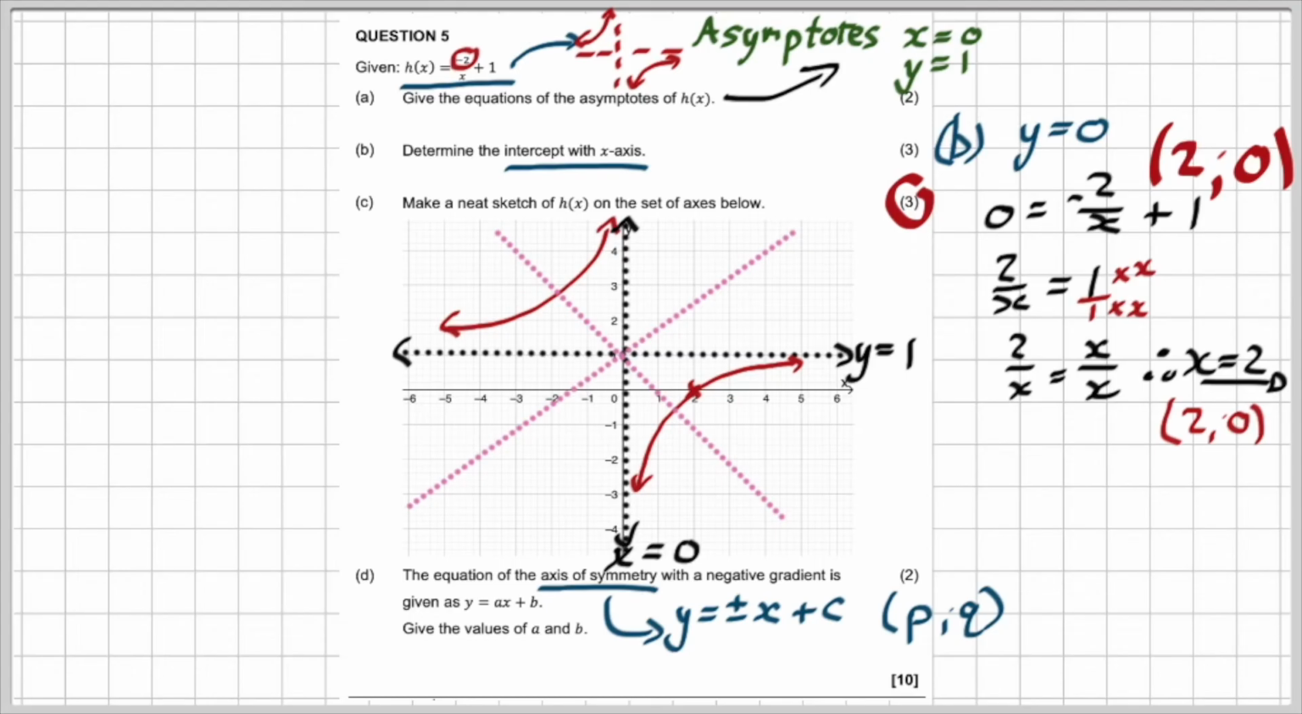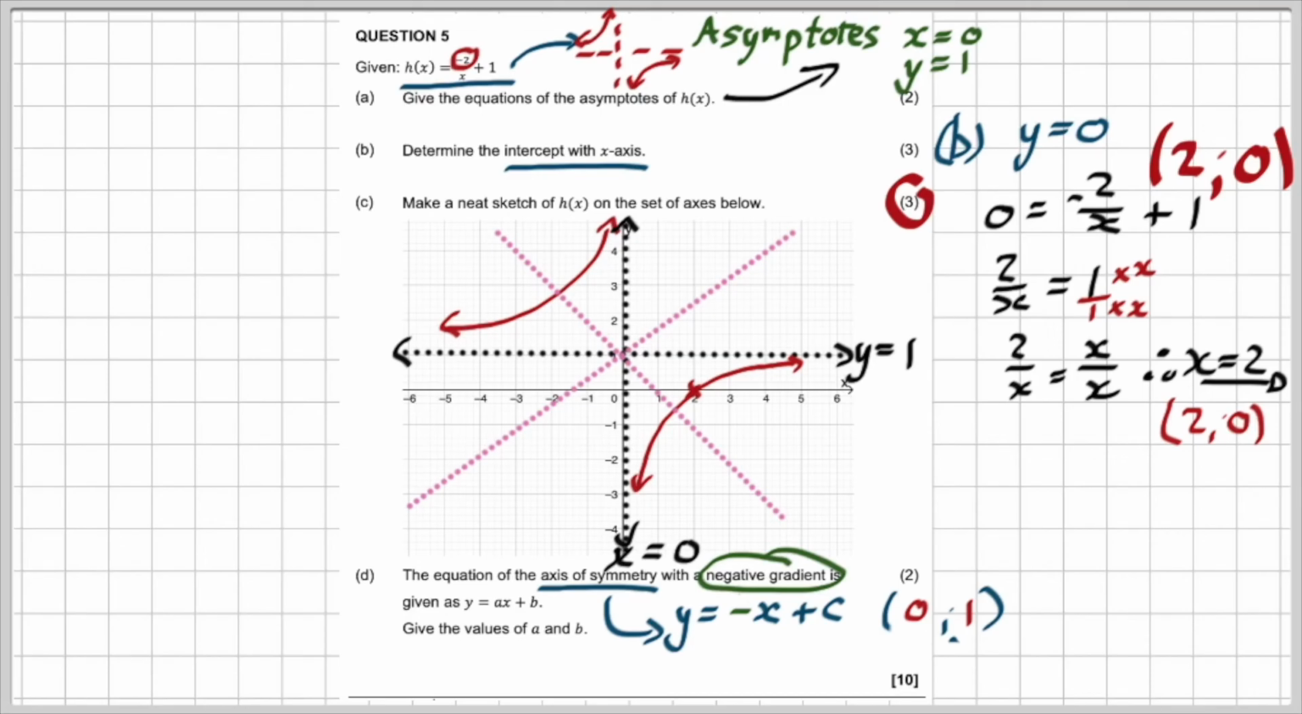Now, you might not be familiar with the P and the Q here, but that is just your 2 axes of symmetry, okay? P and Q. So the P is the vertical axis of symmetry, so in this case, it's going to be 0. And the horizontal axis of symmetry, which is 1. They're telling me for the negative gradient, so they're not asking me for both. They're just asking me for one of them, okay?